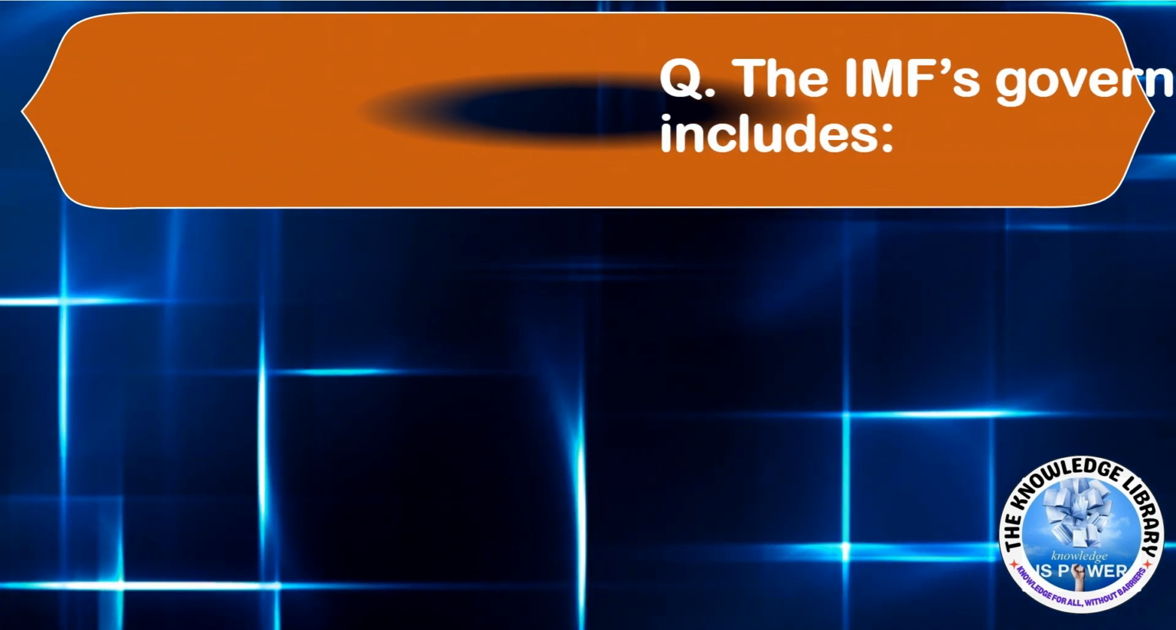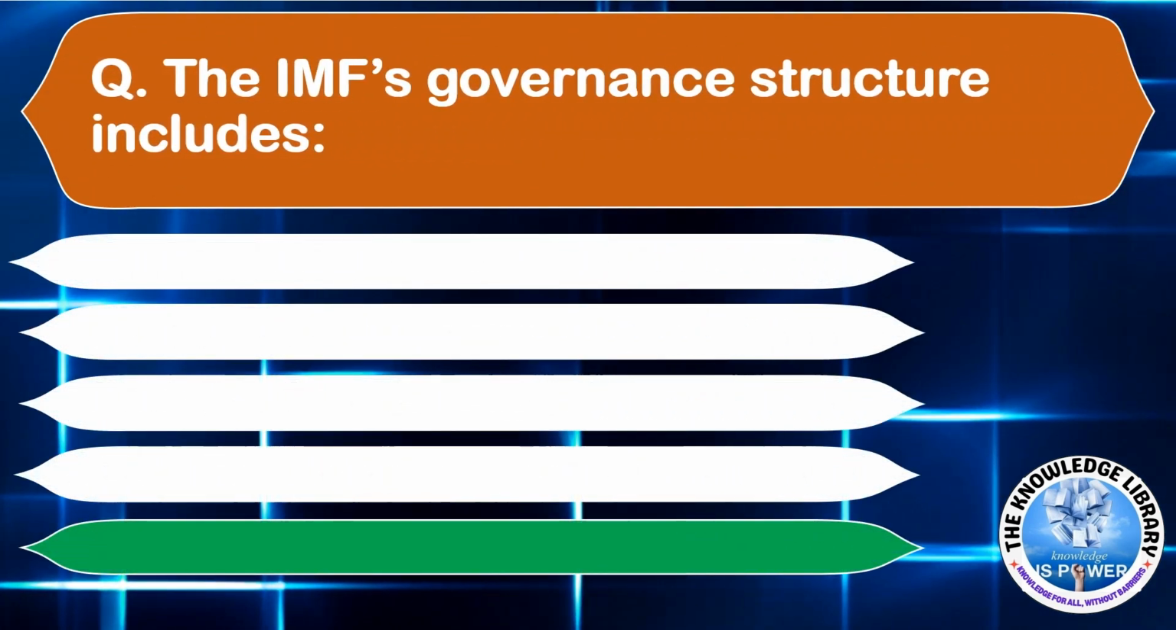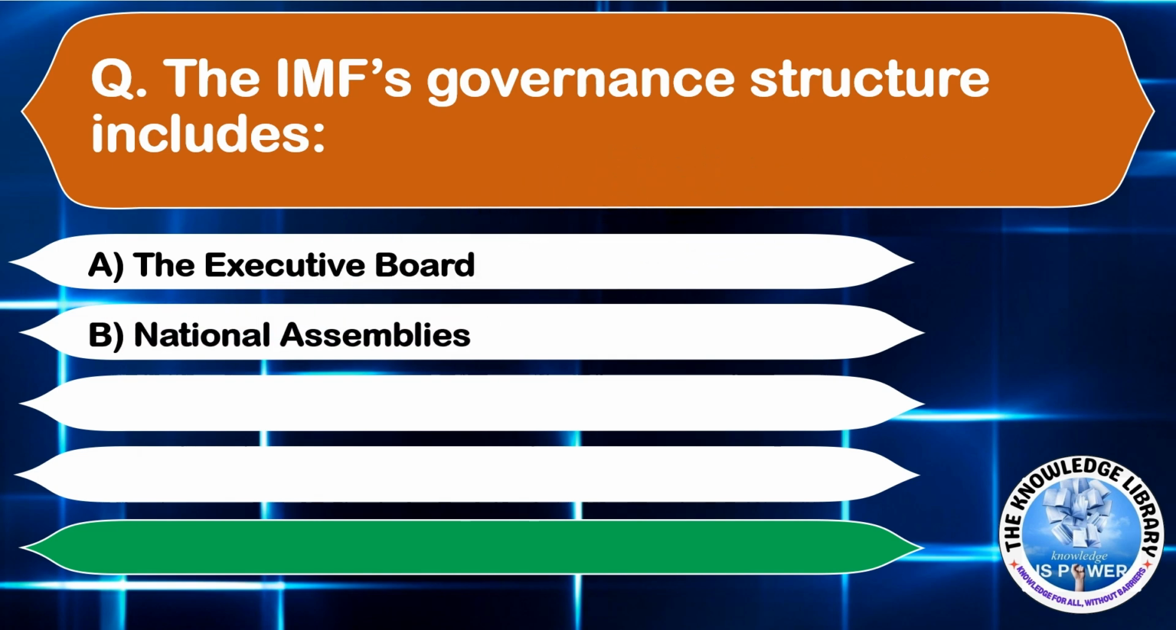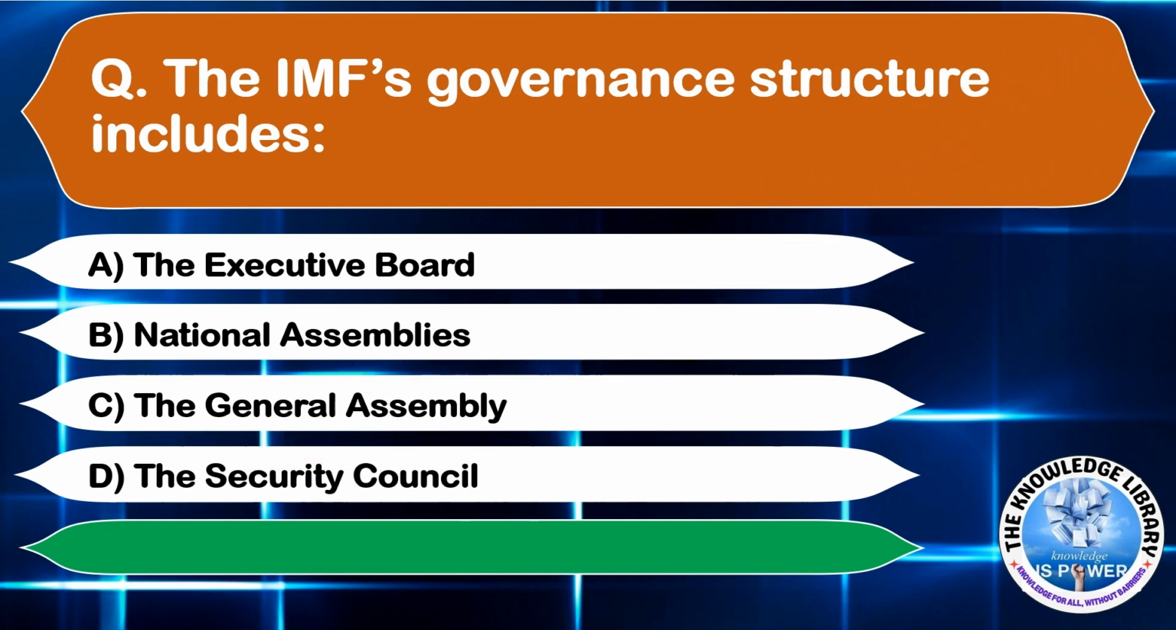The next question is, the IMF's governance structure includes option A, executive board, option B, national assemblies, option C, the General Assembly, option D, the Security Council. Answer is option A, the Executive Board.